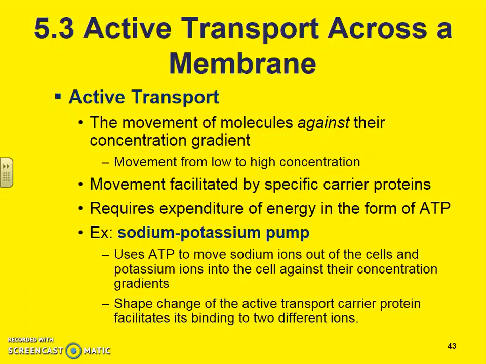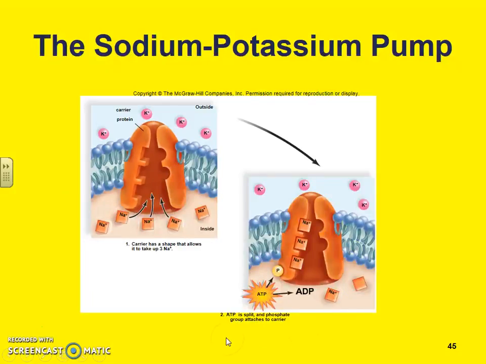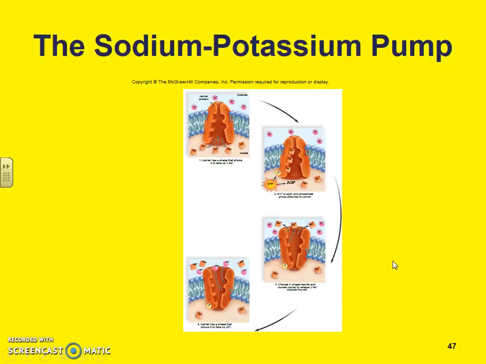The change of shape in the active transport carrier protein has to happen because it's going to bind to the sodium ions and to the potassium ions, and they're not identical. So let's take a look at what that would look like. Here the carrier has specific shapes for sodium and for potassium, and this is inside the cell and outside the cell. For every 3 sodium, it can bring in 2 potassium. Here we have ATP, and that's going to push that sodium out of the cell, and it's going to turn around and take potassium into the cell.